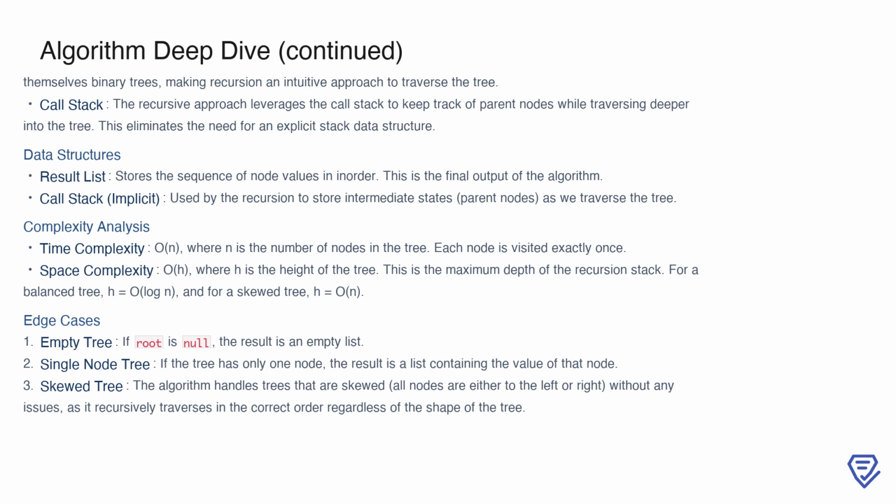Finally, let's consider some edge cases. For an empty tree, where the root is null, the result will simply be an empty list. In a single node tree, the result will just be a list with that one node's value.